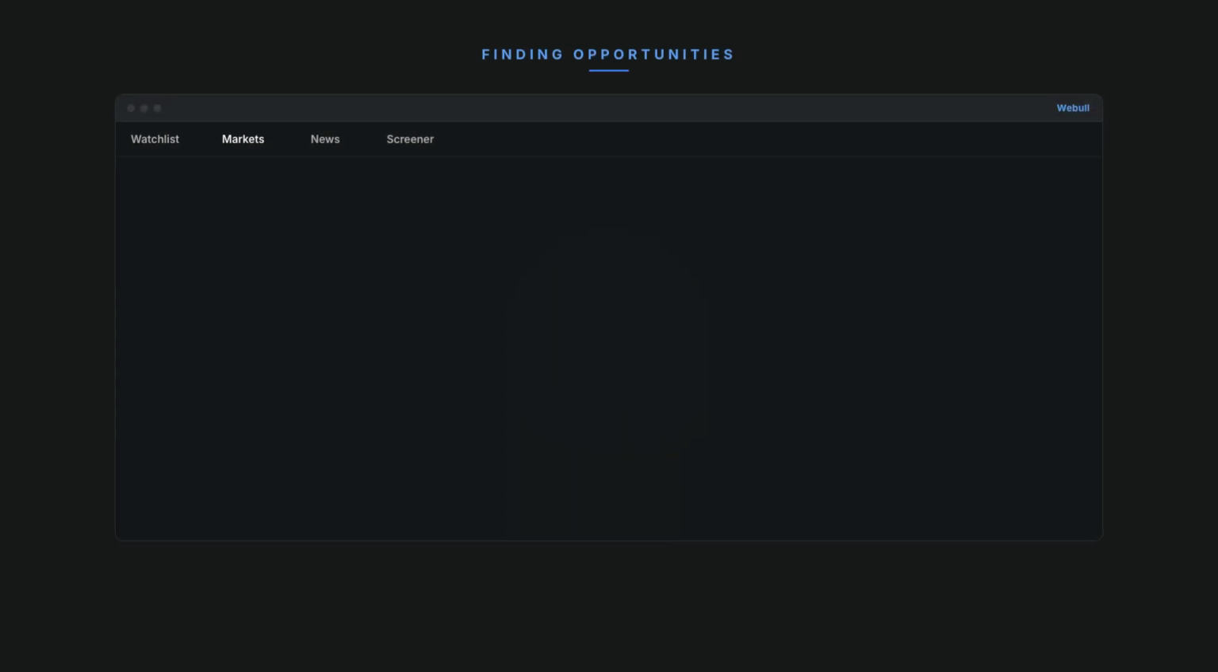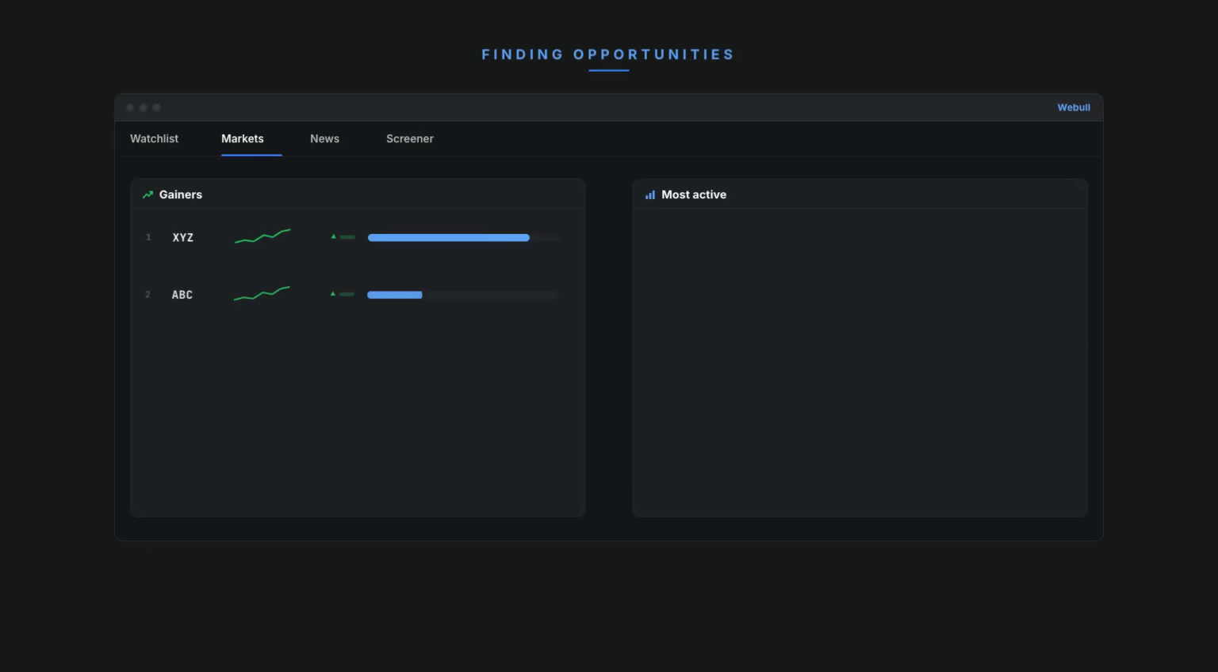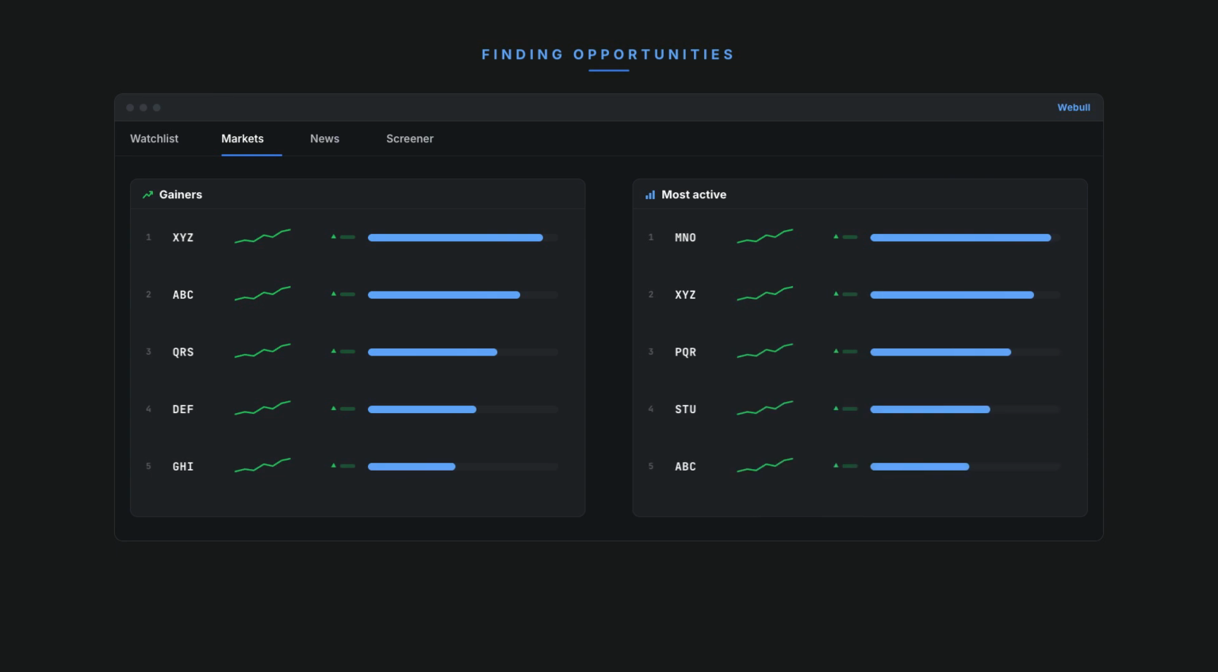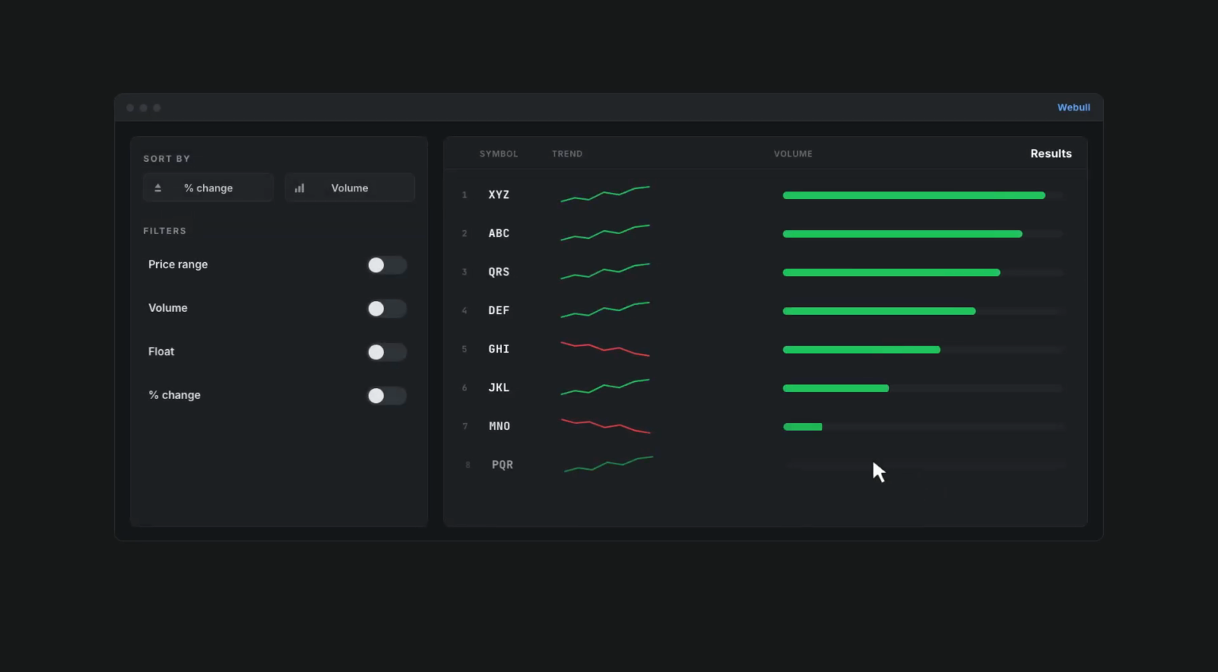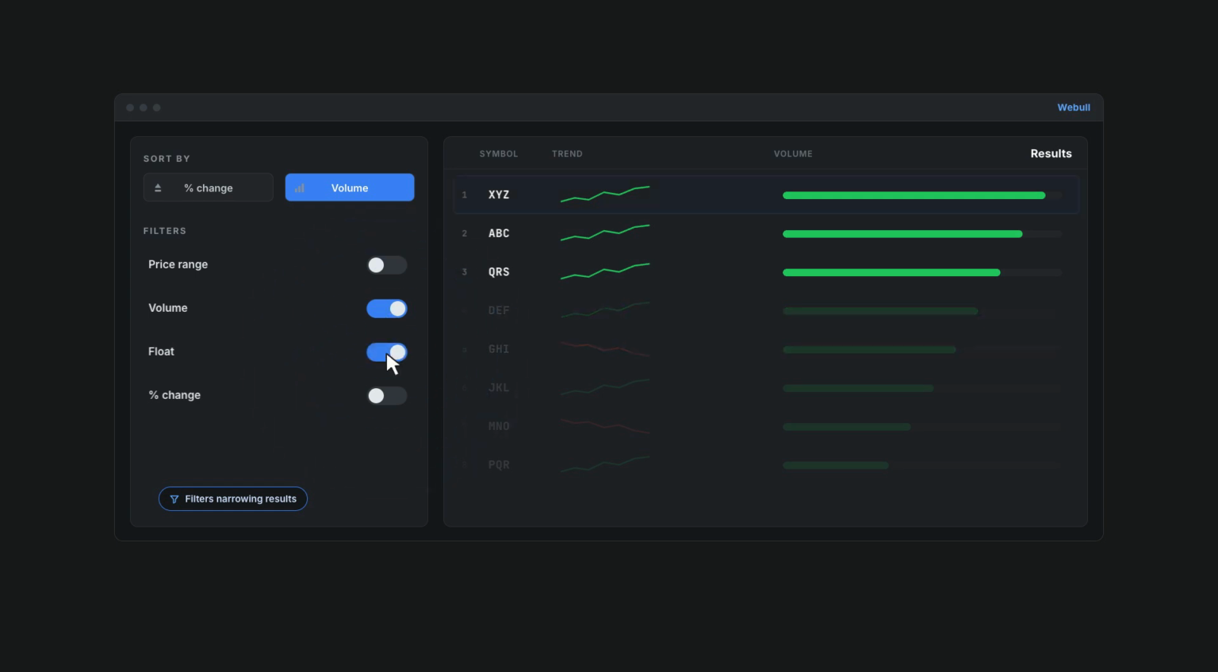Finding opportunities. The Markets tab has pre-built gainers and most active lists, which are a natural starting point for spotting where the volume and volatility actually are on a given day. If you want more control, the screener lets you build the same idea yourself, sorting by percentage change or volume, and layering on whatever other filters matter to your setup.